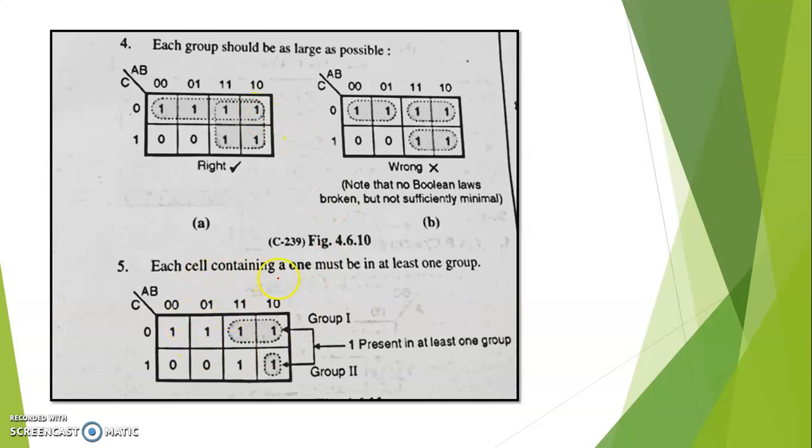Fifth, each cell containing a 1 must be in at least one group. Each cell containing a 1 means it must be contained in at least one group. That means like this, group 1, this group 2, at least one group. Every cell must be contained in at least one group. You can see it like that also, this one and this one. Otherwise this one cannot be left out. At least this 4 must contain it, in at least one group.